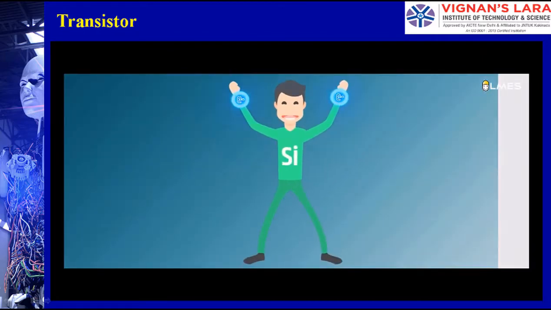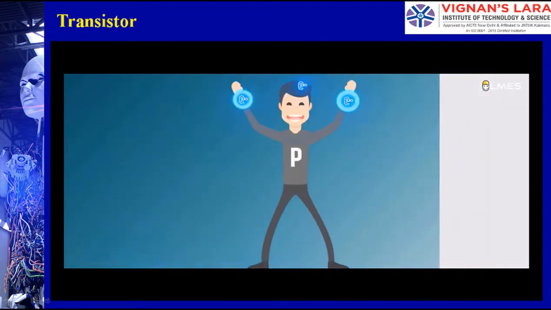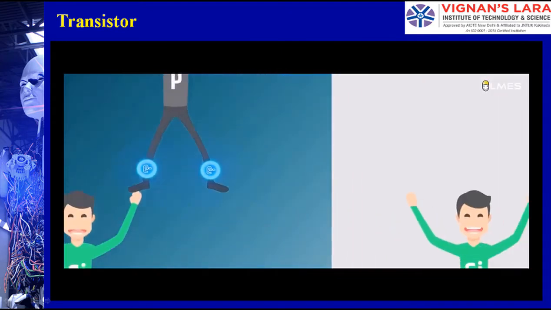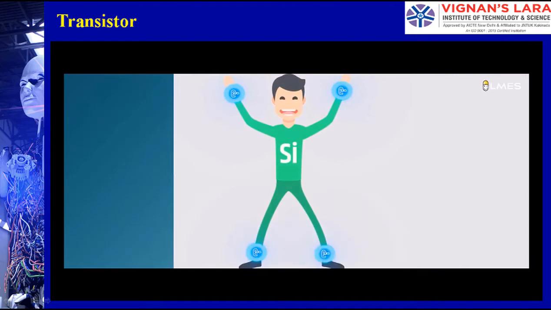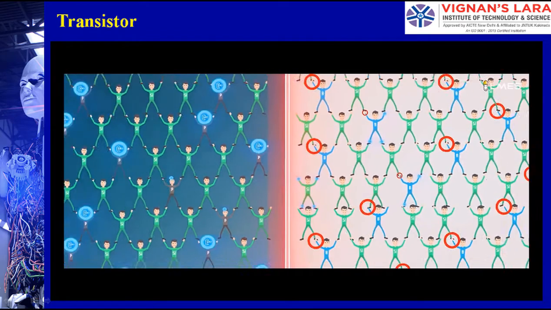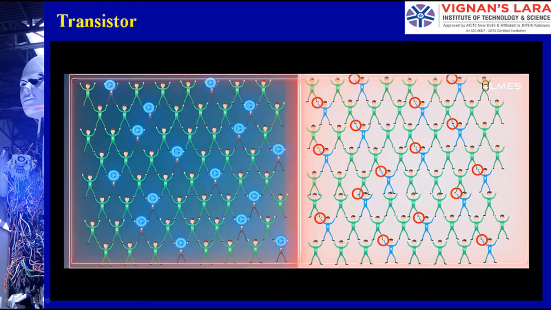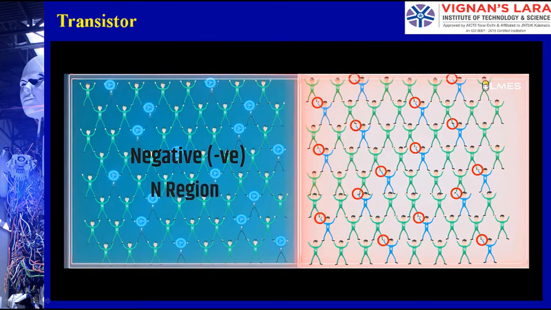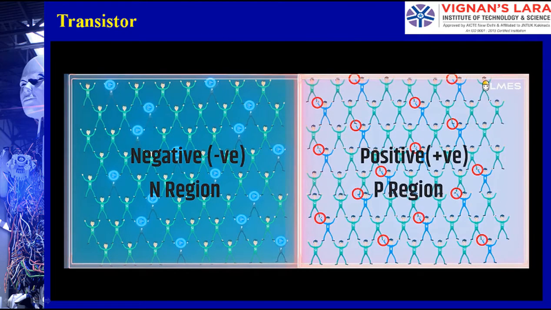In one region, the silicon contains 4 electrons and phosphorus contains 5 electrons. In another region, the silicon contains 4 electrons and the boron contains 3 electrons. Region 1 contains high electrons, which we name negative, that is the N region. Region 2 contains fewer electrons, which we name positive, that is the P region.